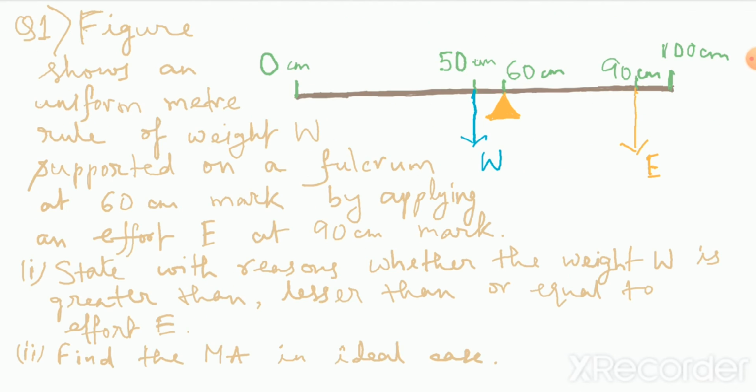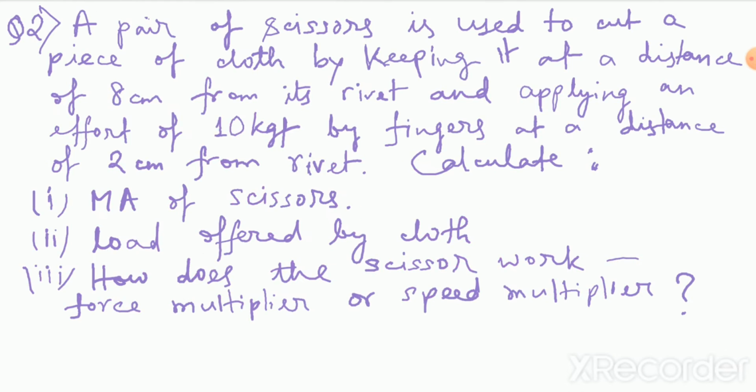Fine. Now what is the second question? It says find the mechanical advantage. You know that for a machine, mechanical advantage is given by the formula: mechanical advantage equals load by effort. So which is here the load? Can you just guess which is the load? Obviously the weight of the rule is the load acting here.